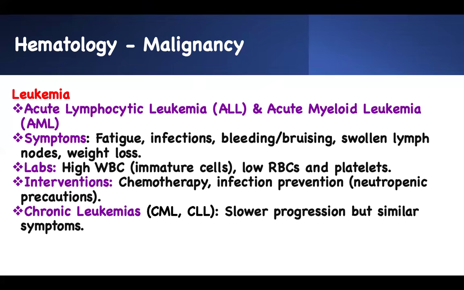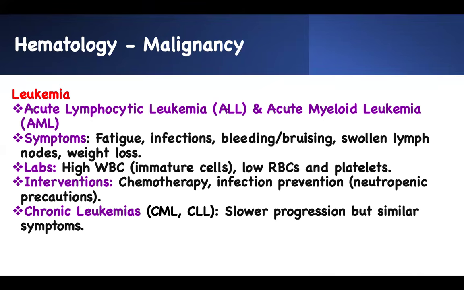The symptoms: you have white cells that are destroying the red cells. Even though you have millions of white cells, they do not work, so you are still at risk of infection. You have fatigue because of the anemia. You're going to develop bruising because of your platelets. Your lymph nodes are going to get swollen. You lose weight, right? So your lab work, all these things, will show up.